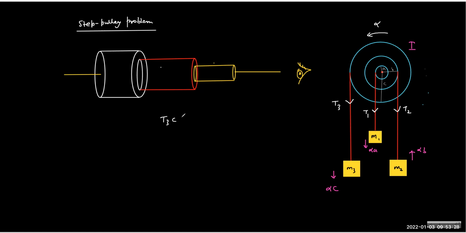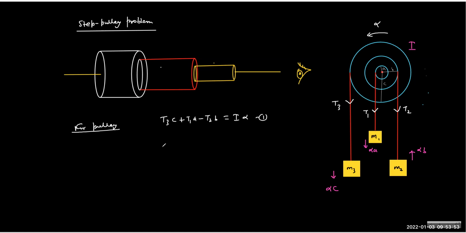T3 into C plus T1 into A minus T2 into B, the net torque, equals I alpha. I hope this is clear. That's it. So for the pulley, this is the equation: the net torque about the center equals I into alpha. And then we have the three separate blocks, and you're supposed to add the equations.